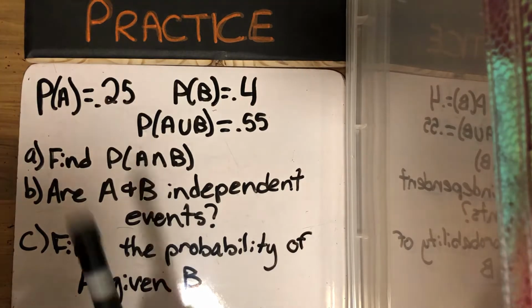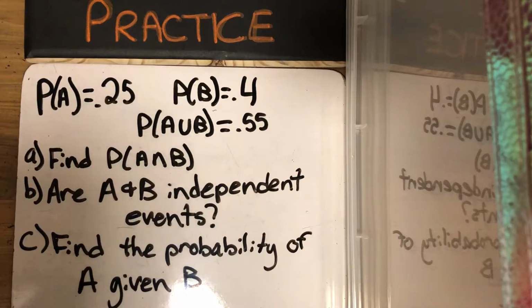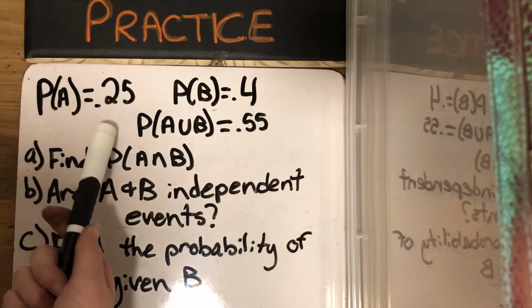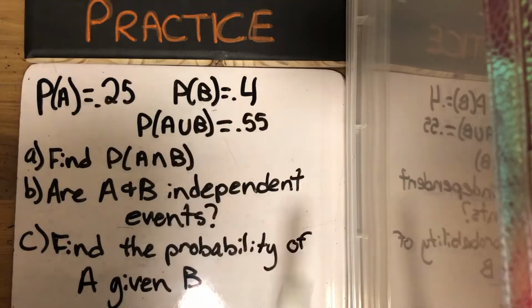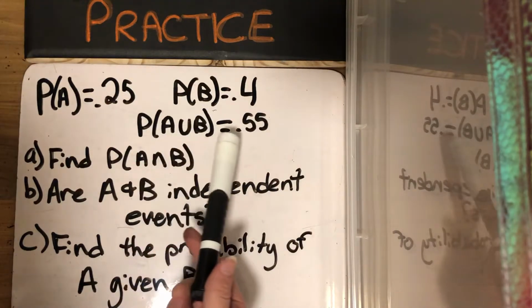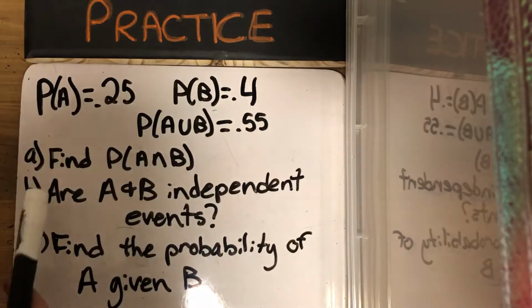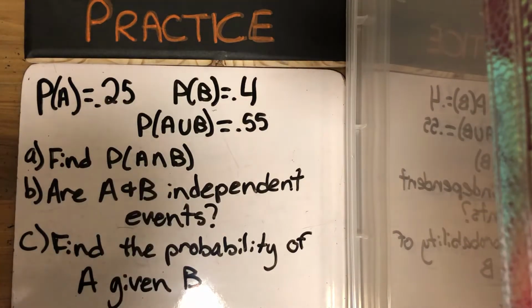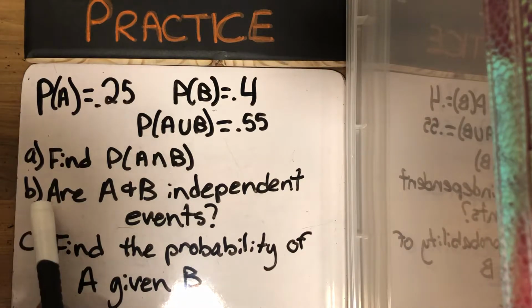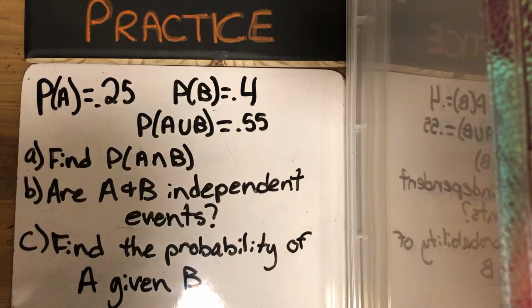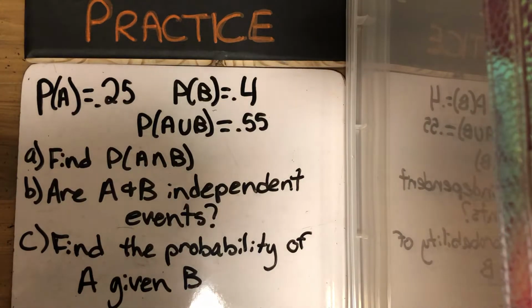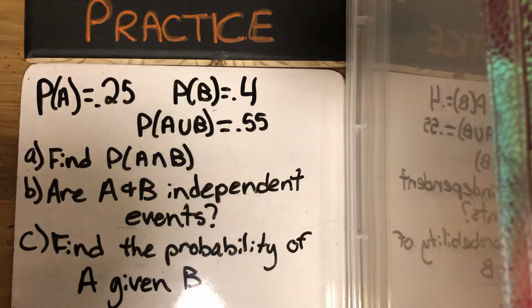Alrighty, so right here we have a practice problem, practicing combined events. The probability of A equals 0.25, the probability of B equals 0.4, the probability of the union of A and B equals 0.55. Now this question has many different parts, so definitely pause the video and take some time. Part A is asking to find the probability of the intersection of A and B. Part B is asking are A and B independent events, and part C is asking to find the probability of A given B. Right here, pause the video, take as much time as you need, make sure you write this down in your notes, and solve it.